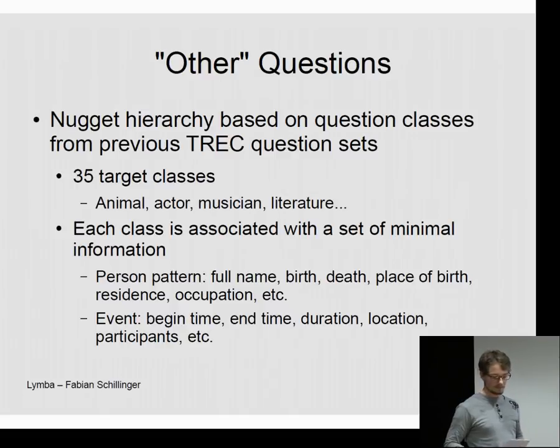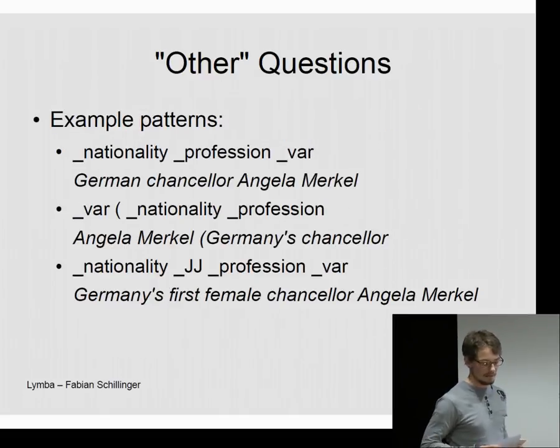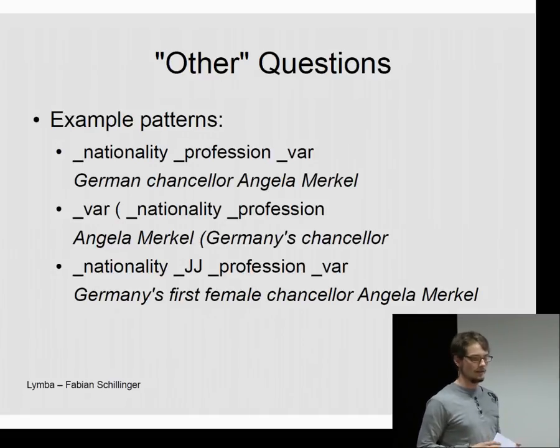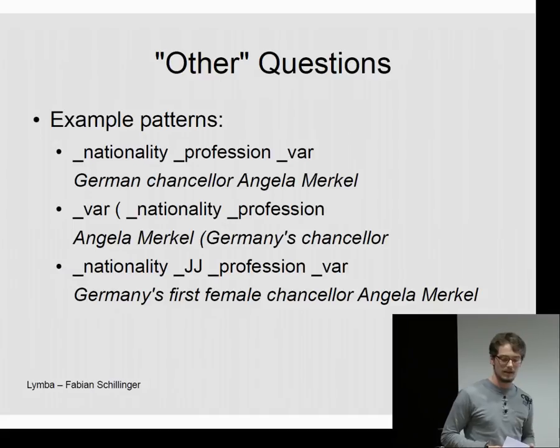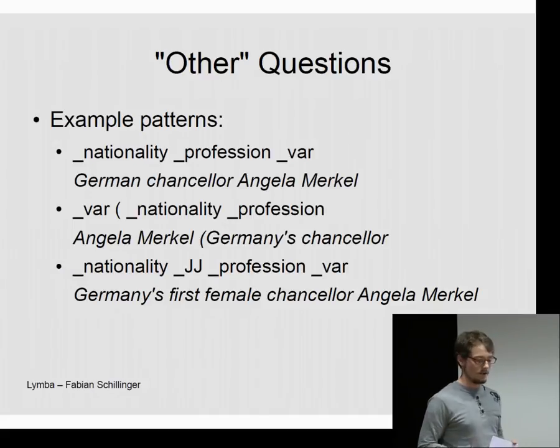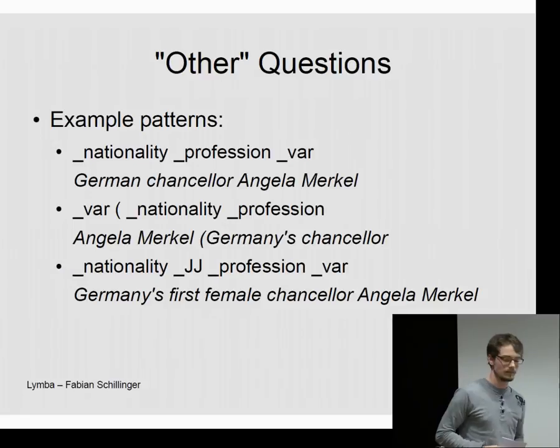And here you can see some example patterns: nationality, profession, var, and the part of text German Chancellor Angela Merkel, or var opening bracket nationality profession Angela Merkel, Germany's Chancellor, or nationality this JJ profession var, Germany's first female Chancellor Angela Merkel.